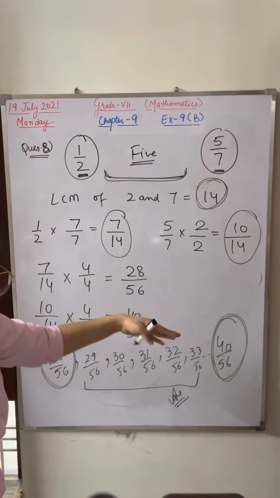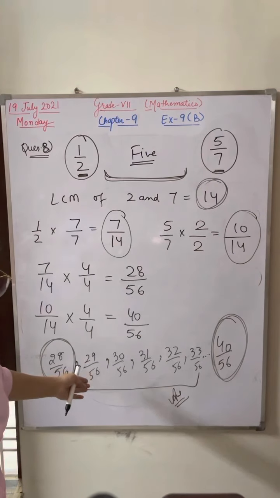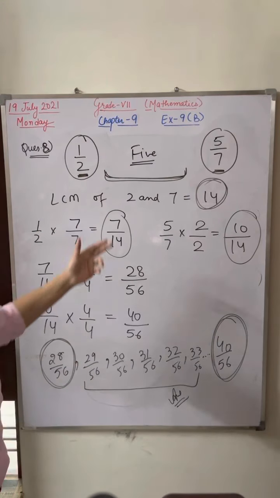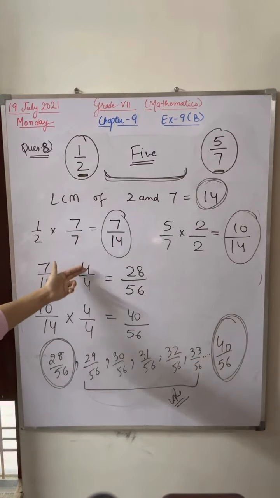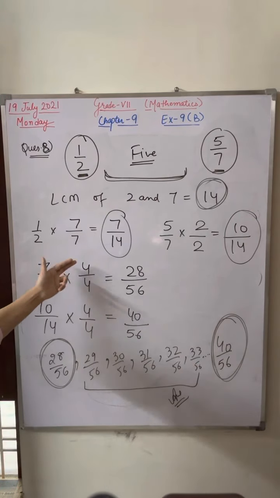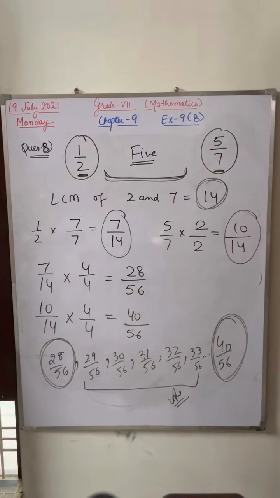So is the question wrong? No, the question is not wrong. Your requirement should be this: any 5. So it is possible with 4 by 4, 3 by 3, or 2 by 2 also. So it's up to you. Is it clear? Is this concept clear to everyone? Yes?